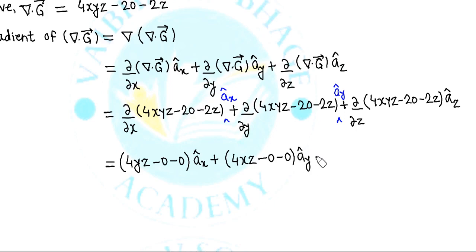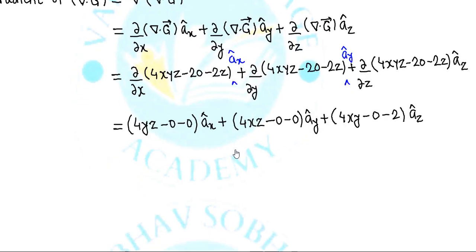And what is the differentiation of the third bracket with respect to z? That will be 4xy only, because the differentiation of z with respect to z is 1. So here we have 4xy, then minus 20 will be 0. And what is the differentiation of minus 2z with respect to z? We have that to be minus 2. So this is the component along the z direction.